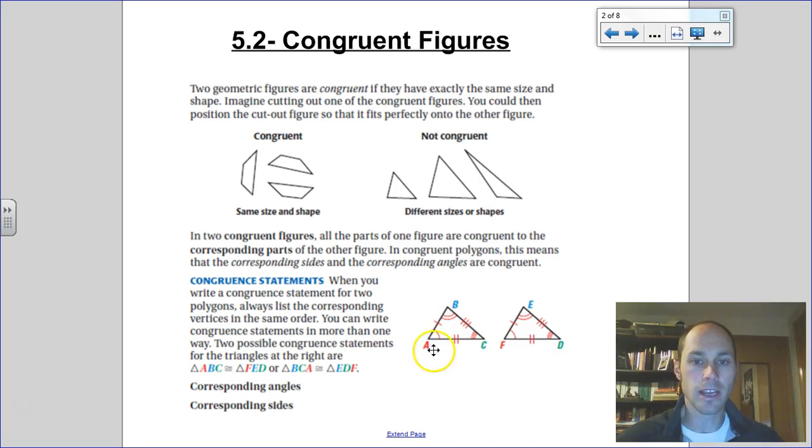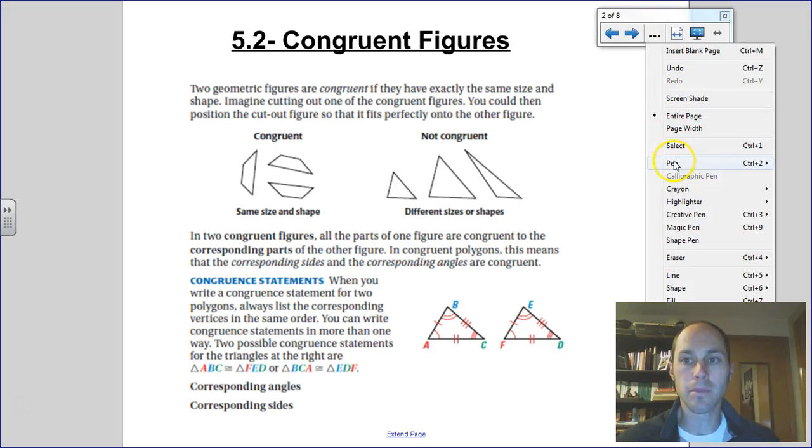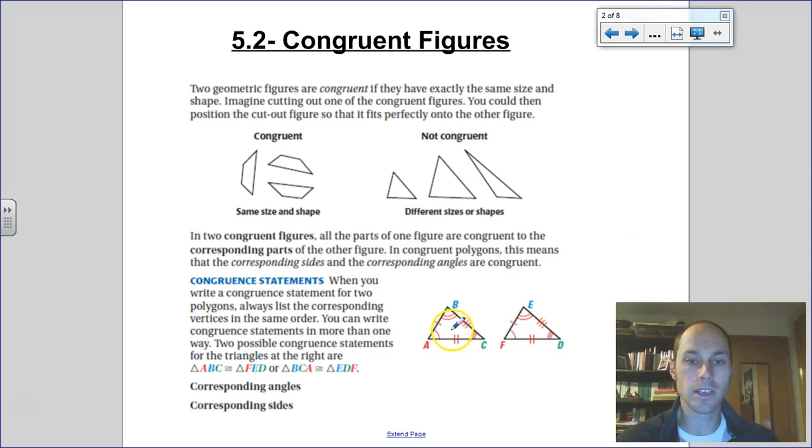So I could say triangle ABC is congruent to triangle FED. I could also say triangle BCA is congruent to triangle EDF. If I wanted, I could say triangle CAB is congruent to triangle DFE. We can label them any way we want. We just need to make sure that corresponding sides and angles match up.